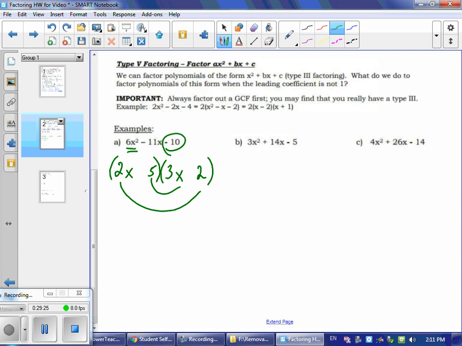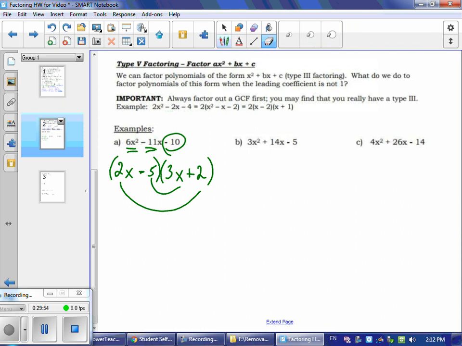So if we think about this, the 2x times 2 is going to give us 4. The 5 times the 3x is going to give us 15. 15 needs to be the bigger number because we want that to be a negative 15 added to a positive 4 to give us negative 11. So negative goes with the 5 because that'll be the negative 15, and the plus goes with that 2 because that will make a positive 4.